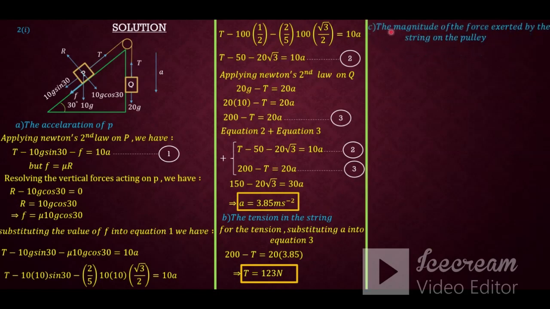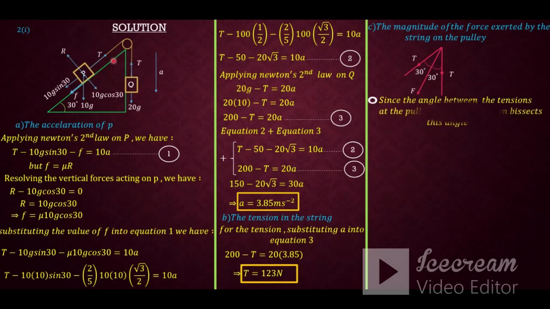The C part is asking us to get the magnitude of the force exerted by the string on the pulley. Here you have to take note that in order to get this magnitude, you have to come out first with this small figure to see what is happening. This figure is what is happening at the edge here. At the edge, the angle is 60 degrees. Why? Because here you have 30 degrees, and 30 degrees plus this 60 degrees is 90 degrees, so it is valid. So here we have 60 degrees.